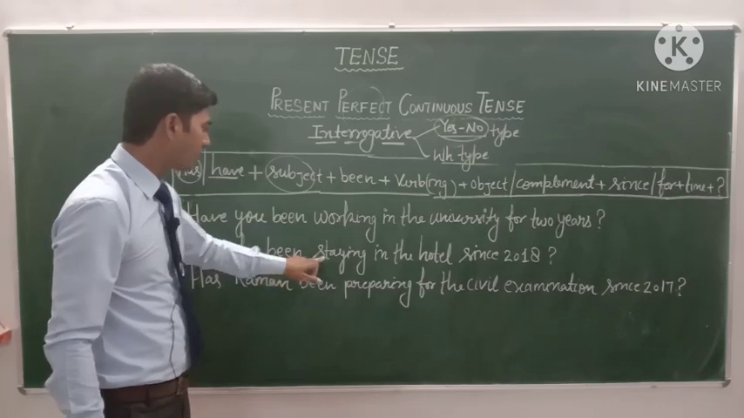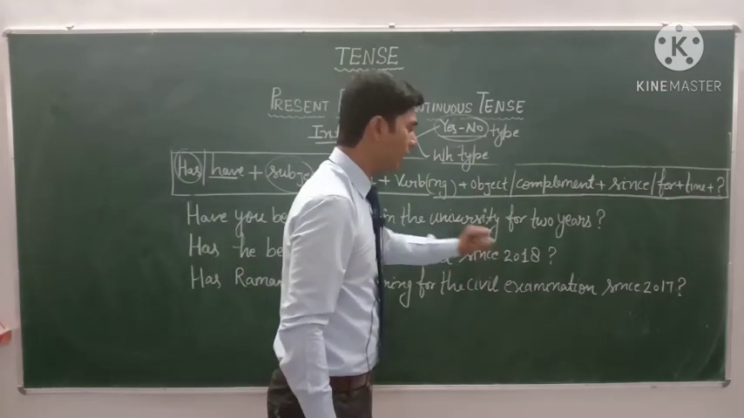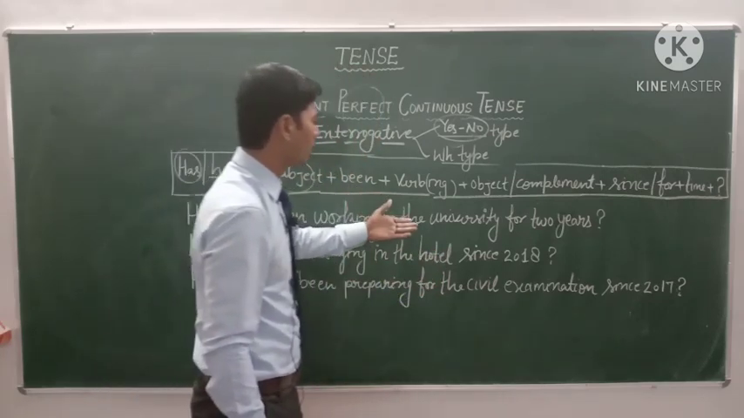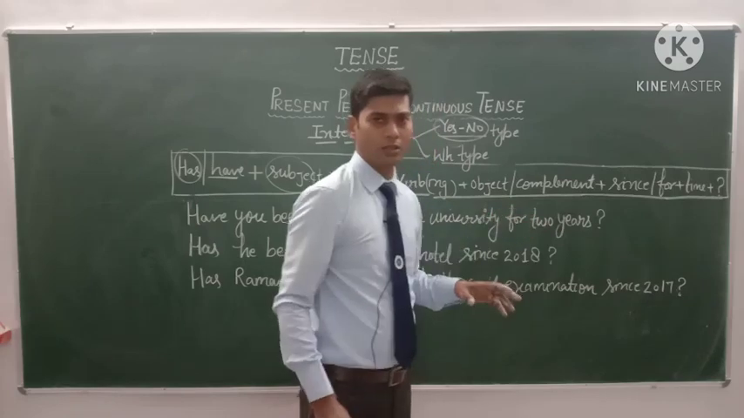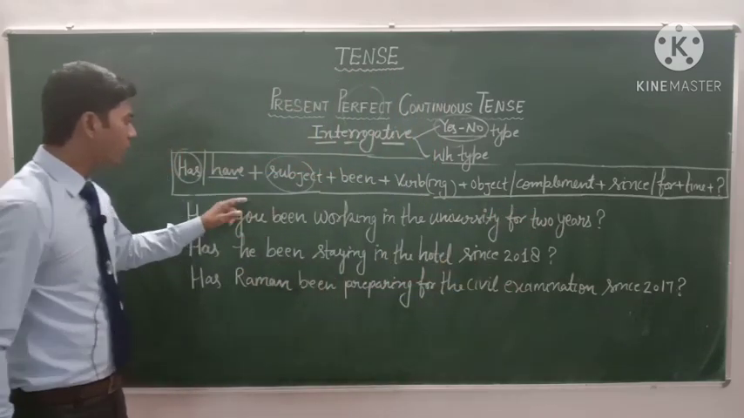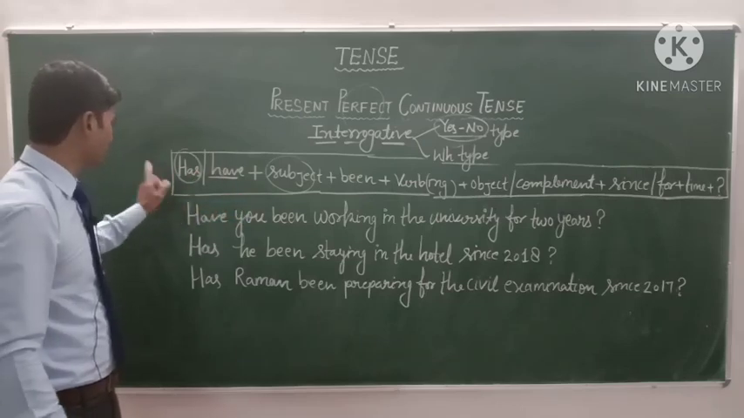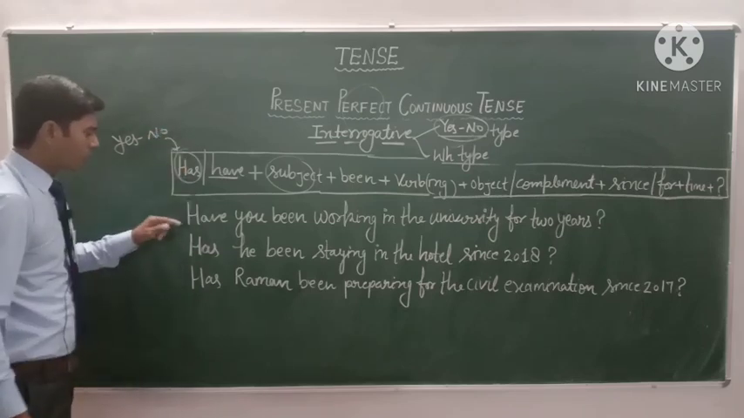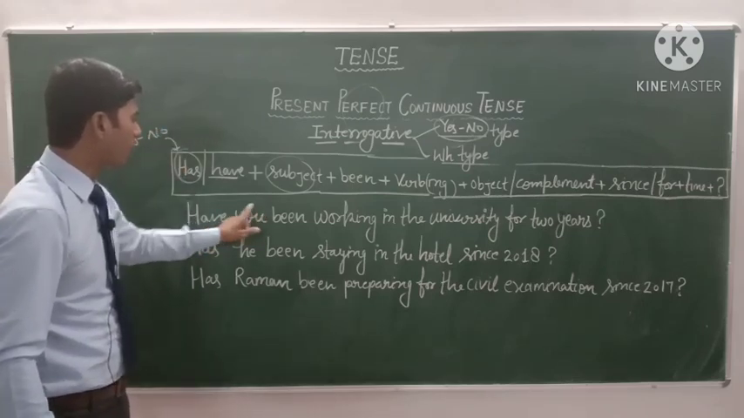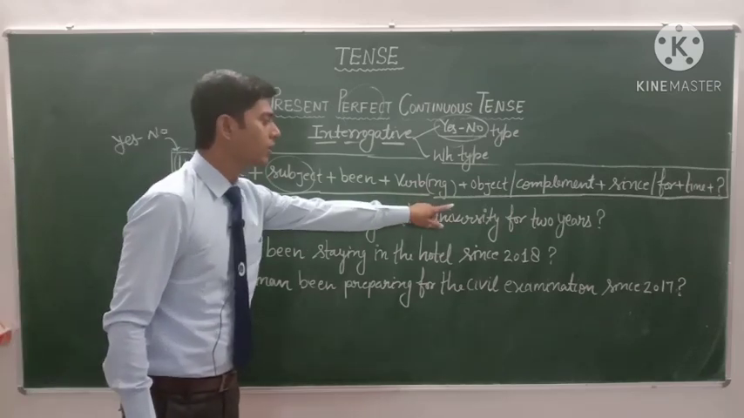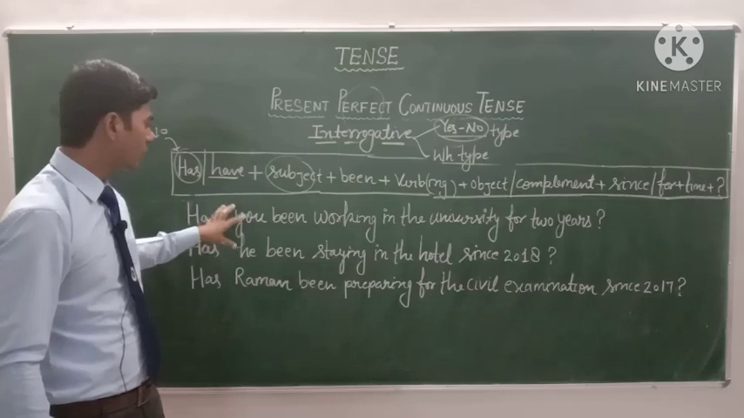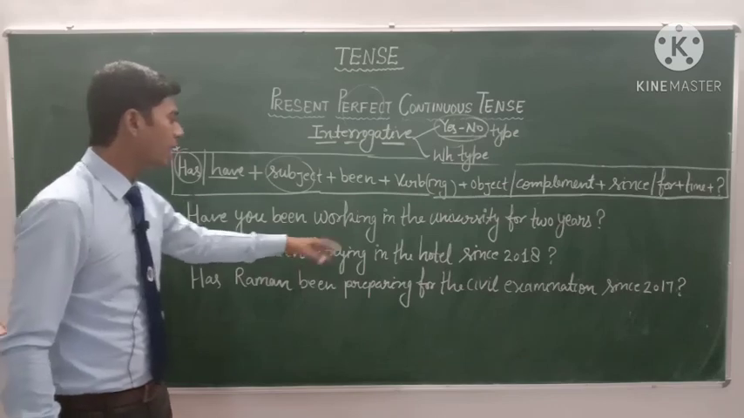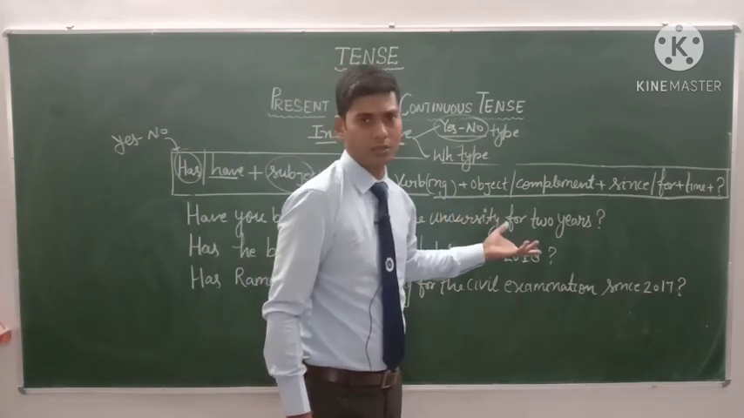Has he been staying in the hotel since 2018? Okay. Have you been working in the university for 2 years? Like this, okay. If we talk about the interrogative negative in the yes-no type, right, there should be: have you not been working in the university for 2 years, like this. There should be not after the subject. Has he not been staying in the hotel since 2018, like this, okay.